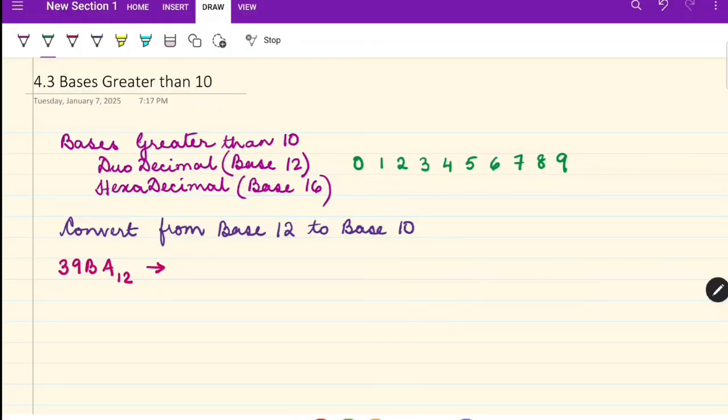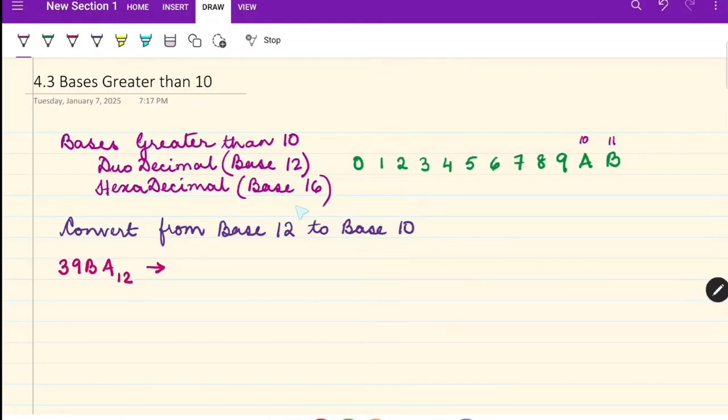We use the letters of the alphabet. So 10 is denoted as A and 11 is denoted as B. A represents the number 10 and B represents the number 11, right? So you have to know that when working on problems.